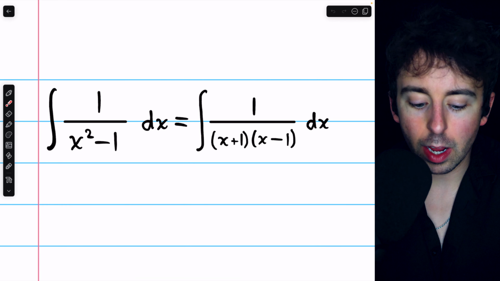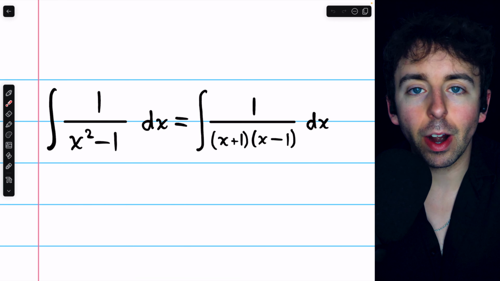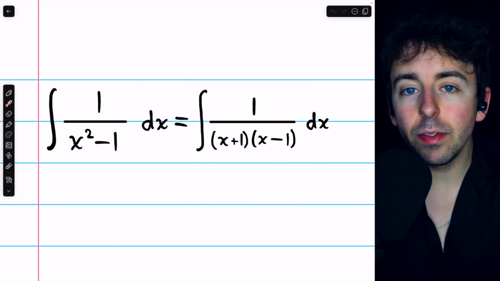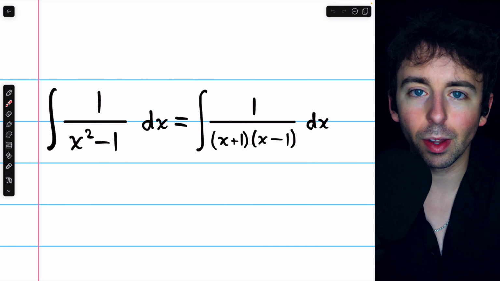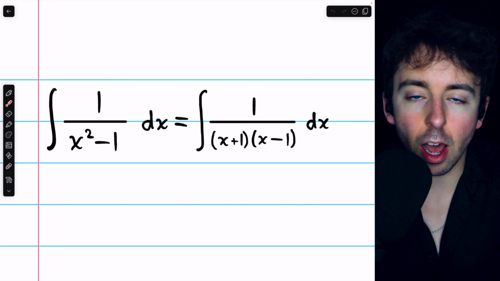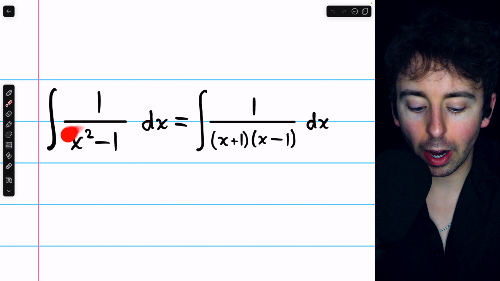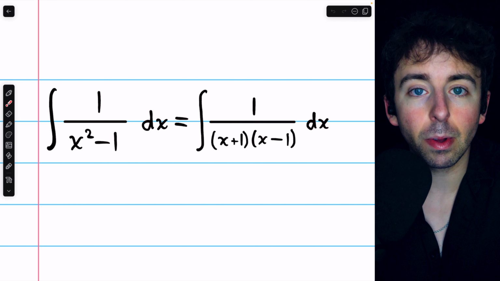We can integrate 1 over x squared minus 1 using partial fraction decomposition. I'll leave a link in the description to my lesson going over that method, but in this video, we'll practice. We have to begin by factoring the denominator. So we rewrite this difference of squares as x plus 1 times x minus 1.